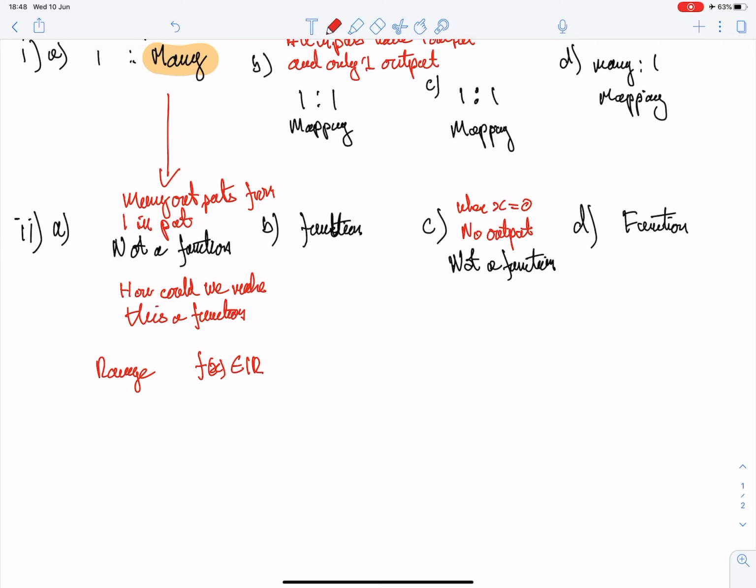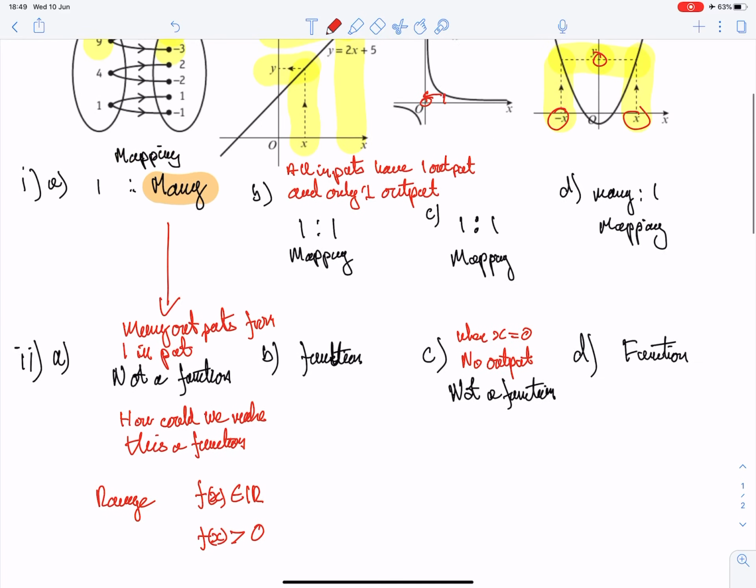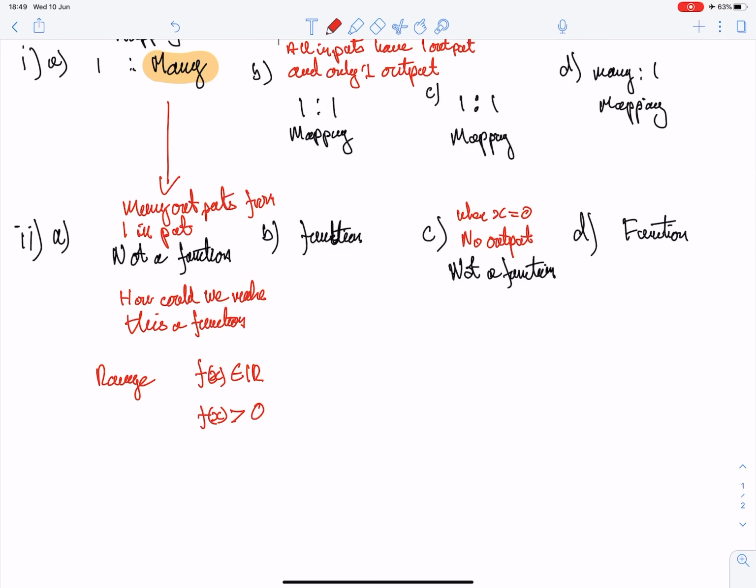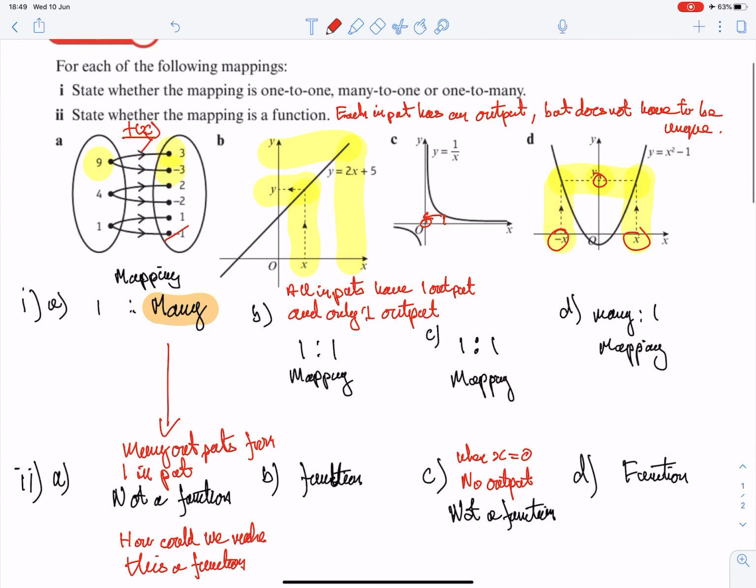and f of x is greater than 0. In other words, it has to be positive. That restriction would then rule out our negative values, and so we would only get 1, 2 and 3, and that would change this into a function.